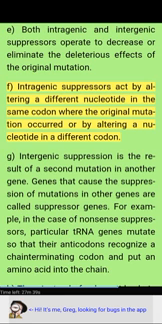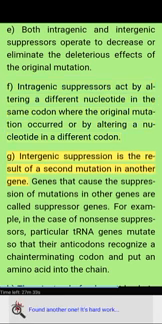F. Intragenic suppressors act by altering a different nucleotide in the same codon where the original mutation occurred or by altering a nucleotide in a different codon. G. Intergenic suppression is the result of a second mutation in another gene. Genes that cause the suppression of mutations in other genes are called suppressor genes. For example, in the case of nonsense suppressors, particular tRNA genes mutate so that their anticodons recognize a chain-terminating codon and put an amino acid into the chain.